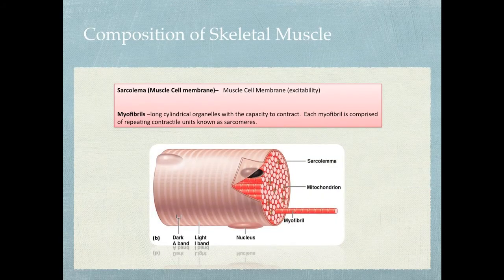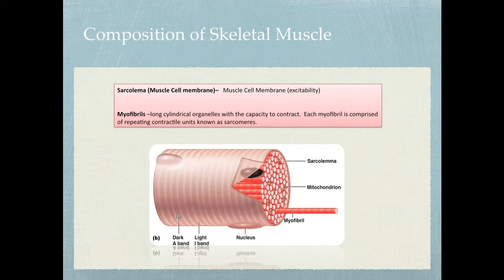So if you look at muscle, one of the things that makes it unique is its cell membrane. And its cell membrane is called a sarcolemma. What's cool about a sarcolemma is that it's excitable. What that means is that it can respond to various stimuli.